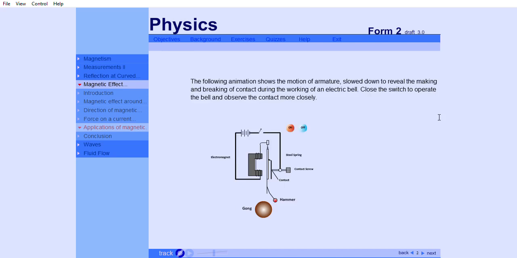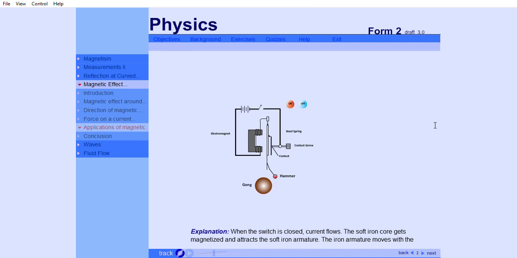The following animation shows the motion of the armature slowed down to reveal the making and breaking of contact during the working of an electric bell. Close the switch to operate the bell and observe the contact more closely.